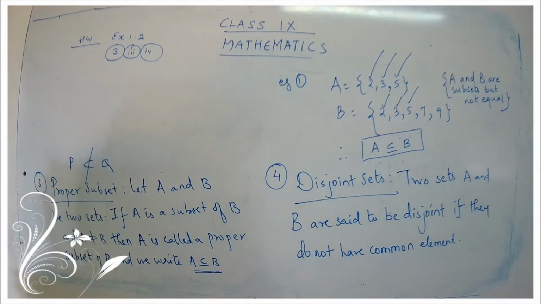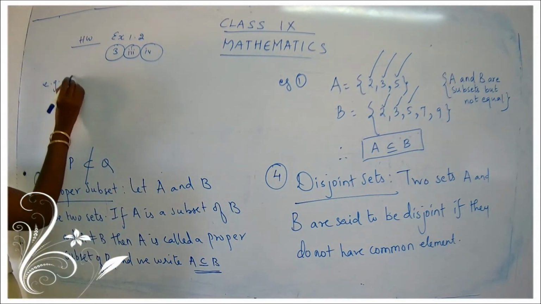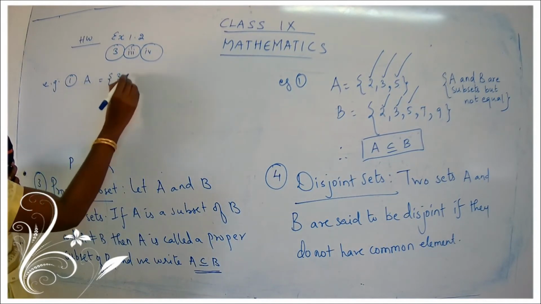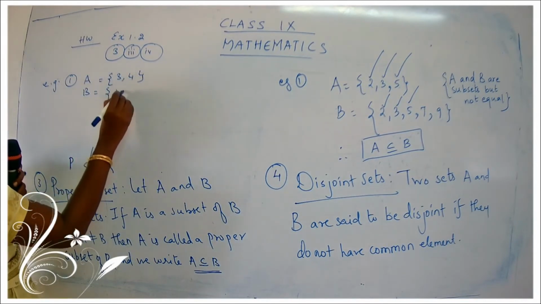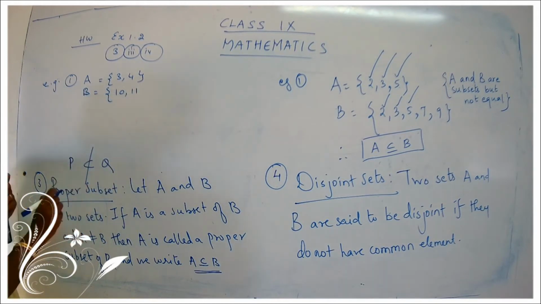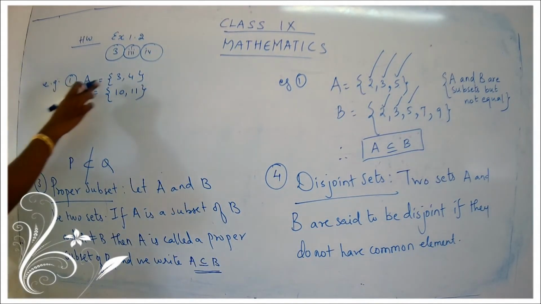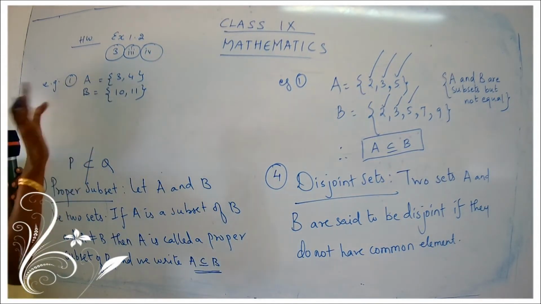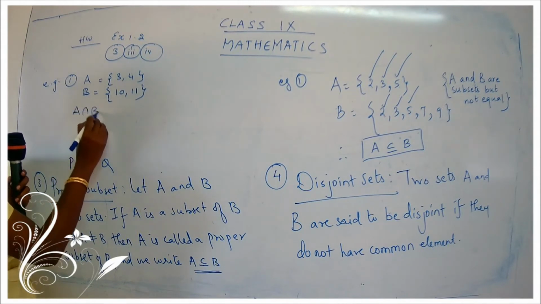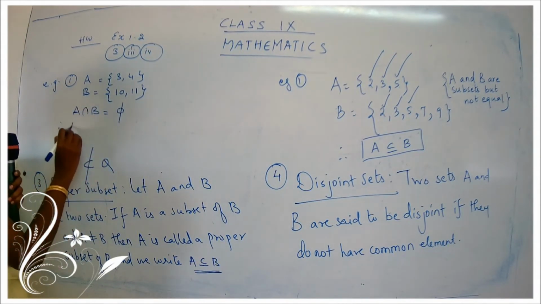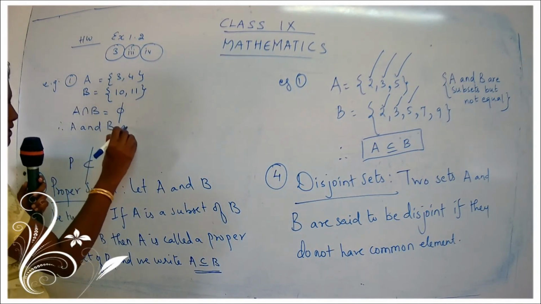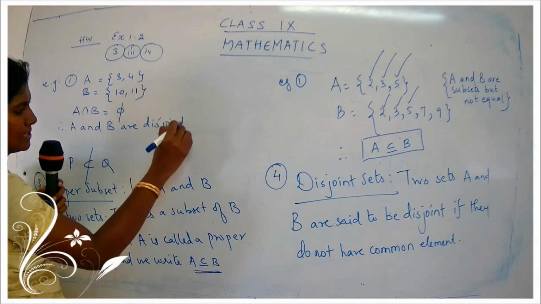I'll just give the examples over here, children. A is equal to 3, 4. B is equal to 10, 11. I have taken two sets over here. Do they have any common element? No. So what you have to write? A intersection B is equal to empty. Therefore, A and B are disjoint sets.